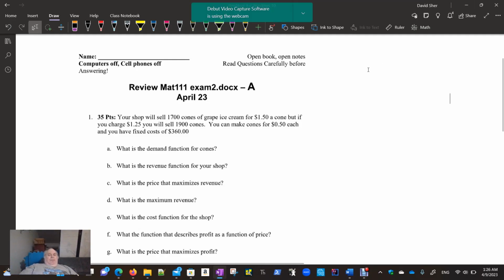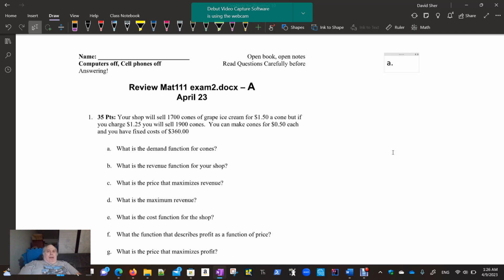Hi guys. So, this is my second shot at trying to show you how to do this now, using annoying software. But it looks like it's going to work this time. So, I'm going to start with part A for question 1.